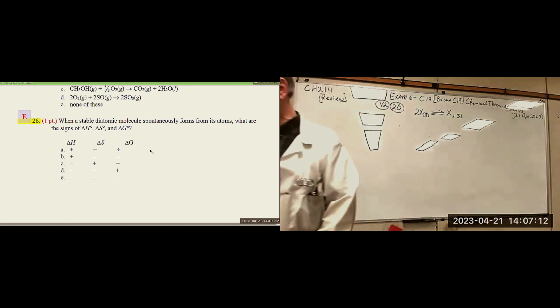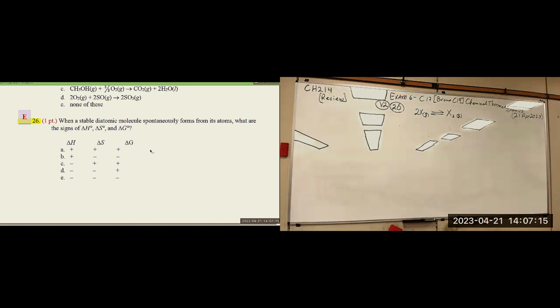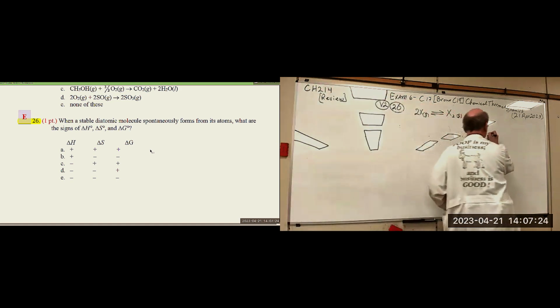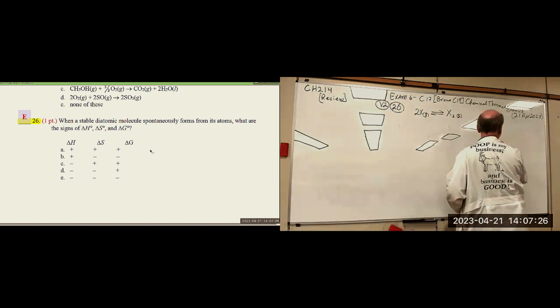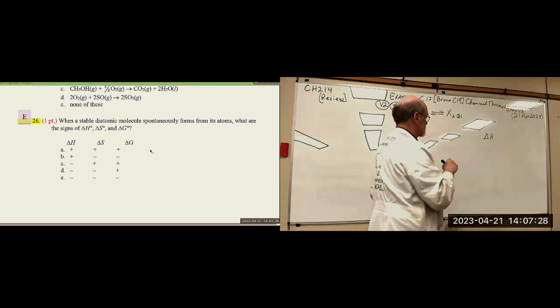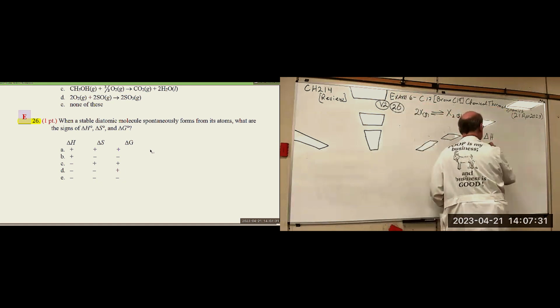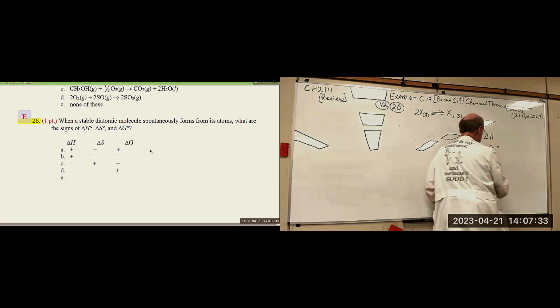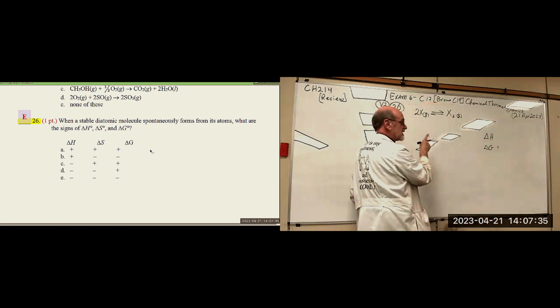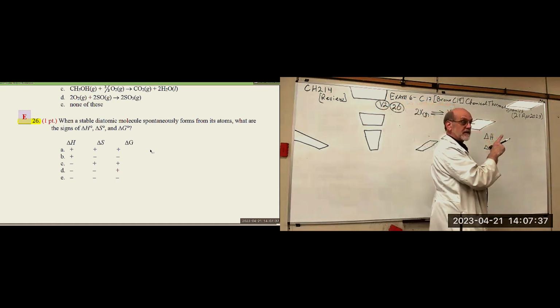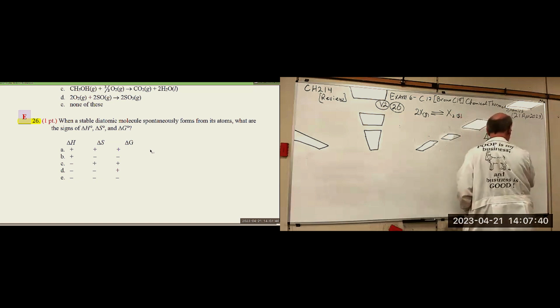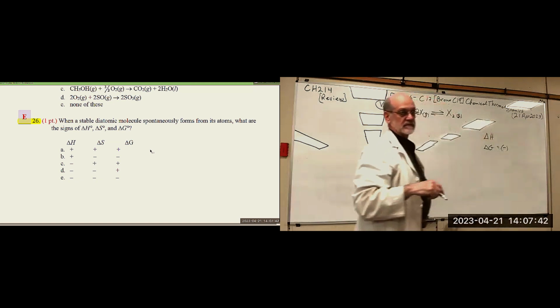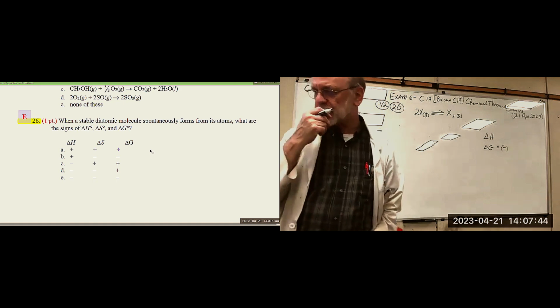All right. It can't be that simple. Well, let's see. Let's do delta G first. They told us it's spontaneous. Right? Spontaneous means this has to be negative. Okay.